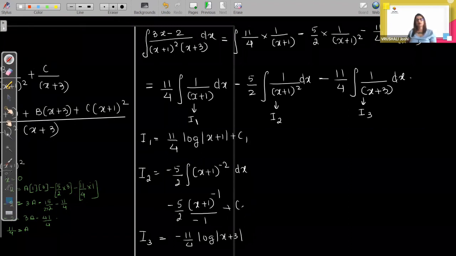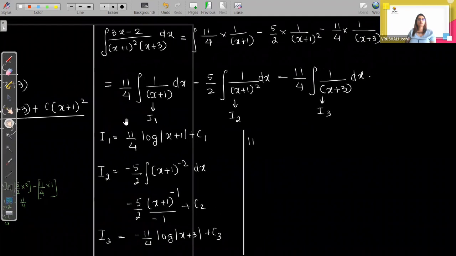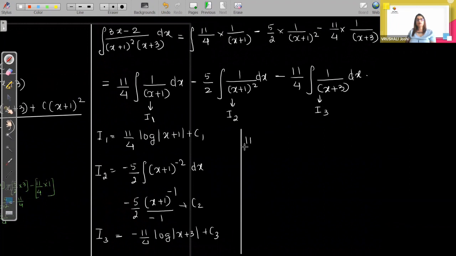This is plus C2 and this is plus C3. Now after this, your whole integration is ready. You just have to write down your final answer, which is I1, I2 and I3 together. So that will be 11/4. It doesn't end here, this is NCERT, they don't finish things that quickly. So 11/4.